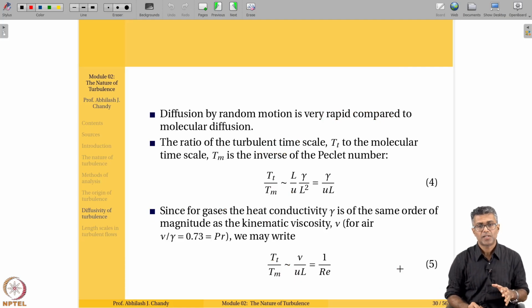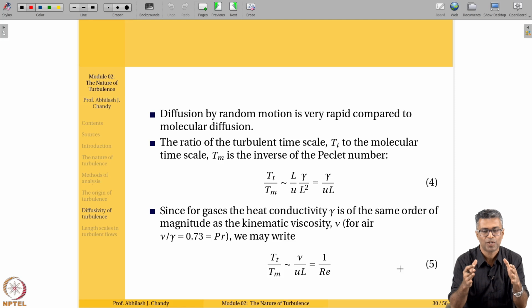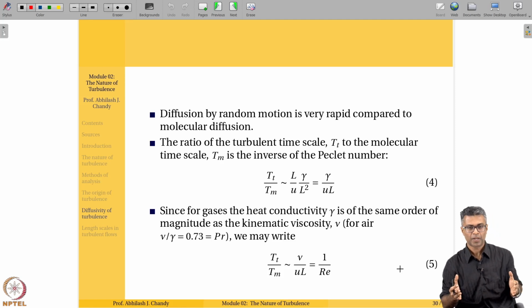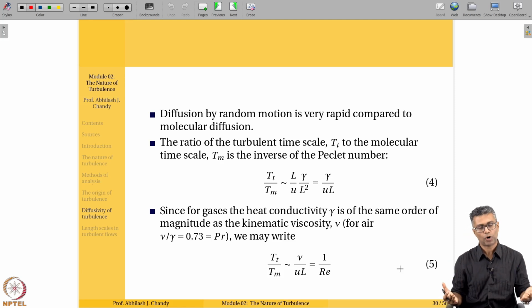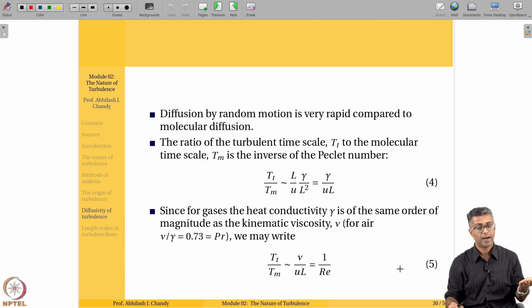So that takes us to the conclusion that diffusion by random motion, again, it is not particularly random, but Tennekes and Lumley call this random, isn't it? It is seemingly random according to the modern definition of turbulence. This is very rapid compared to what would happen only due to molecular diffusion. And that's what we saw. 100 hours versus 2 minutes.